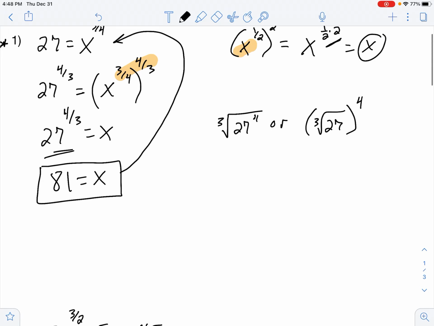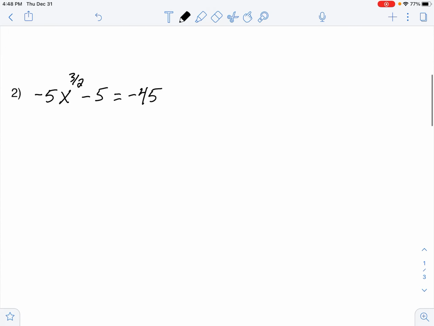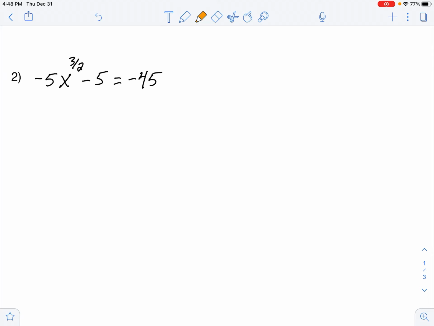All right, so let's go ahead and take a look at the next one here. So you can see now that we have some additional things with the exponents, the x being raised to the 3/2. So we want to get this by itself. Notice I didn't highlight this -5 here because the exponent has nothing to do with that. Only the x is being raised to the 3/2 power. So we want to get rid of everything else. Well, how can I do that? I can add 5 first.